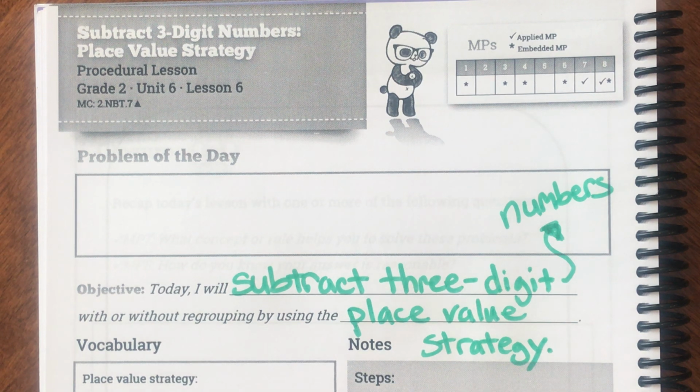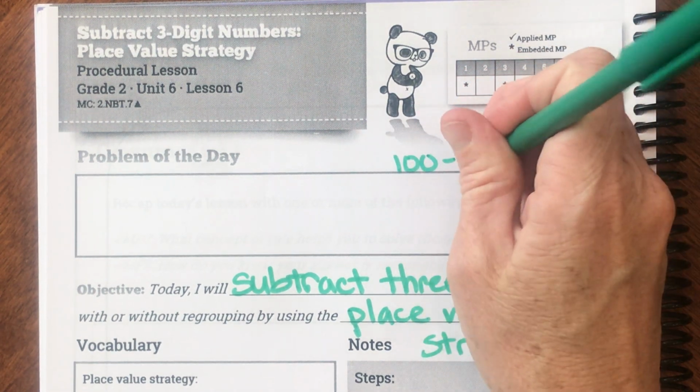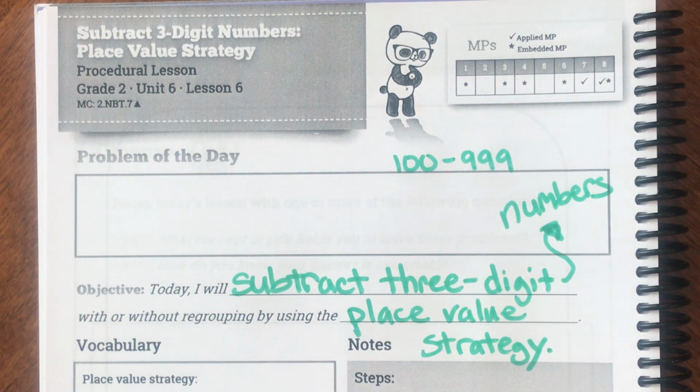So today I will subtract 3-digit numbers. We did that in our last lesson. Remember, 3-digit numbers are any number 100 to 999. Those are called 3-digit numbers. So we're going to subtract 3-digit numbers with or without regrouping by using the place value strategy. We have done the place value strategy, ladies and gentlemen, with 2-digit numbers.